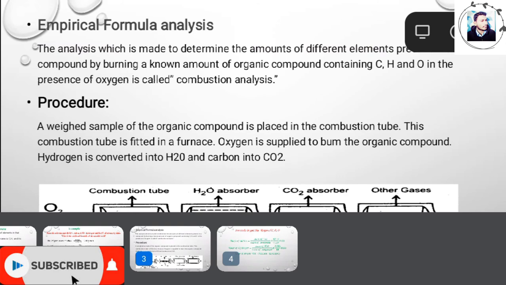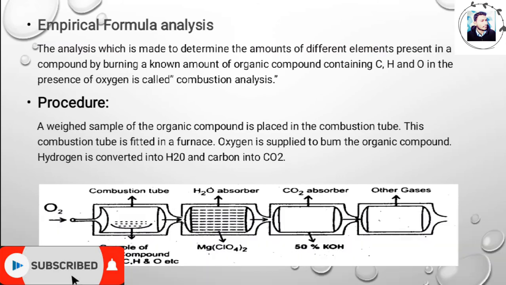Now we discuss another method, combustion analysis, to determine the amount of different elements. It is the process used to determine the amount of different elements in a compound by burning a known amount of organic compound containing carbon, hydrogen, oxygen and other elements in the presence of oxygen. Oxygen is supplied for the burning. This process is called combustion analysis. It consists of 4 chambers and one inlet and outlet. Through the inlet we supply the oxygen, and from the outlet we exit all the gases.